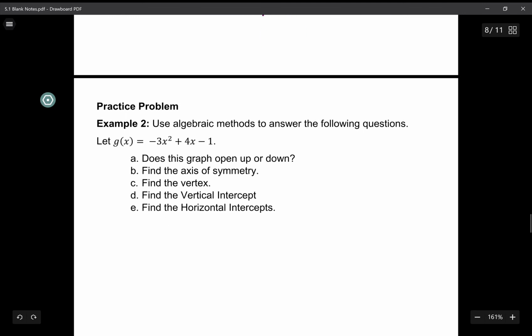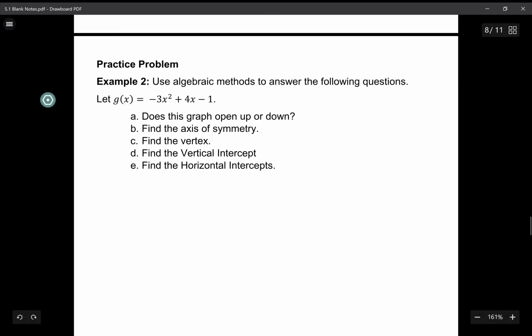So what I would like you to do is pause this video right now and go through and answer all these questions without using Desmos, without graphing. Just try to do it all algebraically, and then we're going to go through and check our answers together. All right, I hope you're back from doing the practice problem. Let's do this one together.